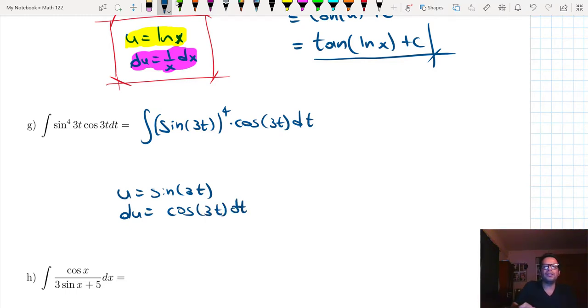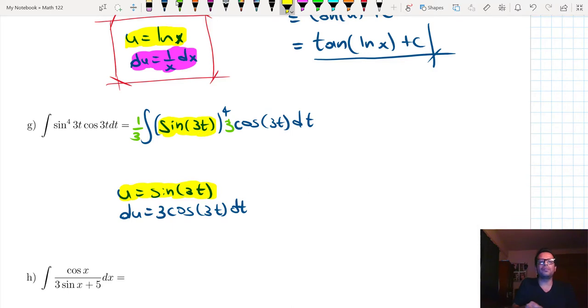And in this case, notice how the differentials match. However, we need a 3 here, which is the derivative of 3t. So there's something else we need to add. That is one factor of 3 that we don't have, provided we divide one outside of the integral. So let's see. u equals sine of 3t.